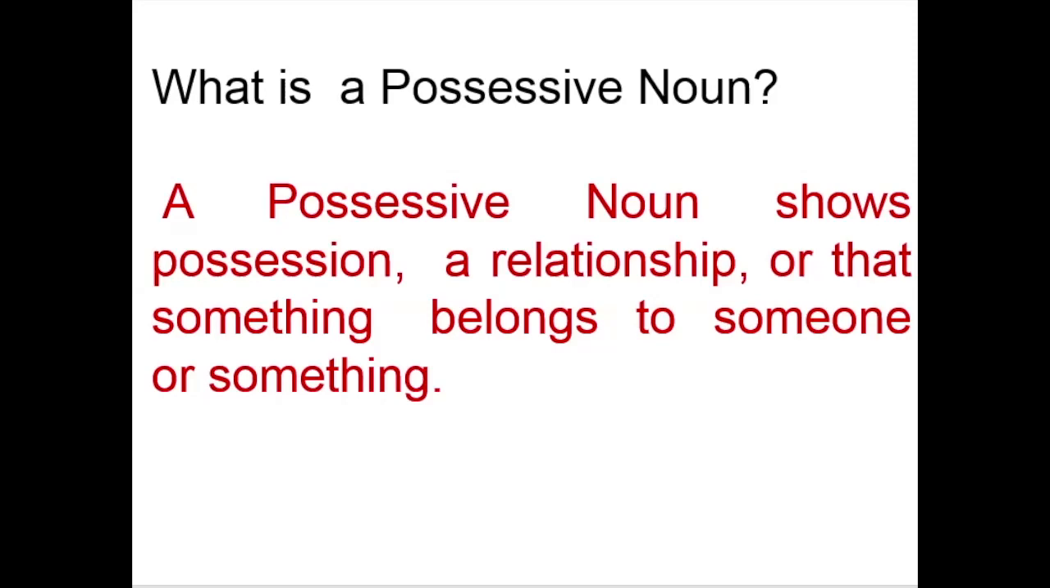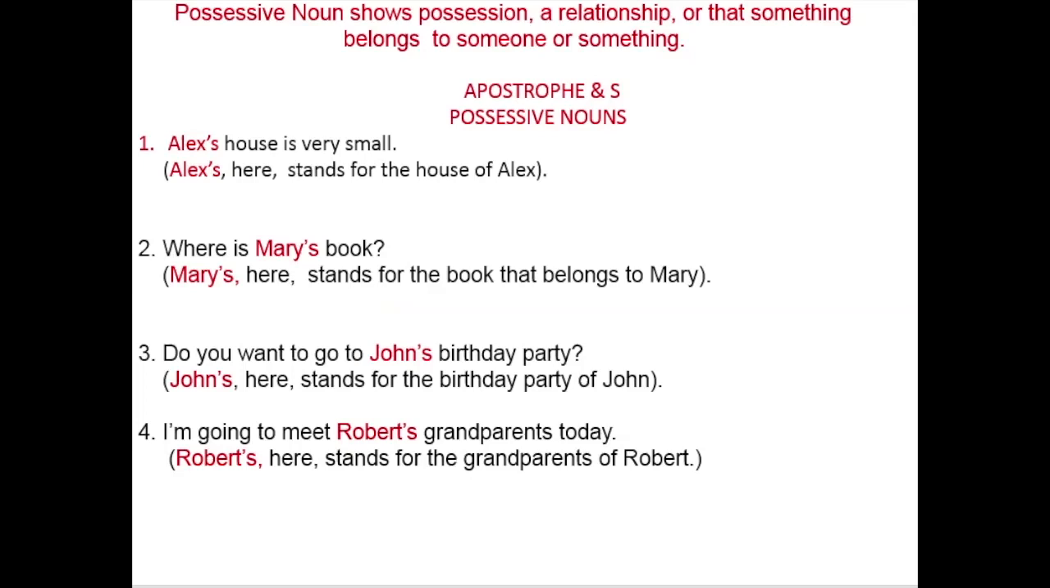Again, what is a possessive noun? A possessive noun shows possession or relationship or that something belongs to someone or something. Here again we are going to see four different sentences. Number 1. Alex's house is very small. The highlighted word Alex's here stands for the house of Alex. Sentence 2. Where are Mary's books? The highlighted word Mary's here stands for the books that belong to Mary.